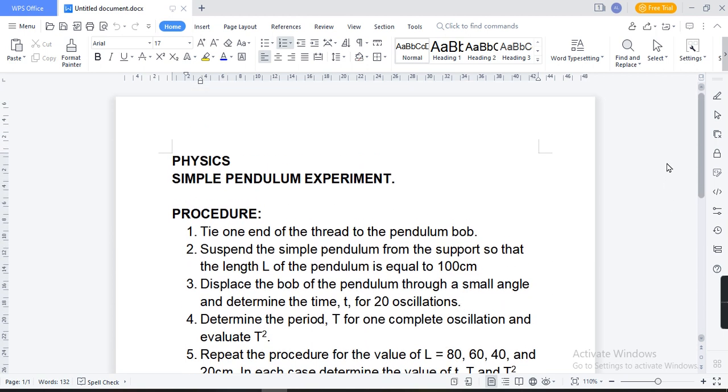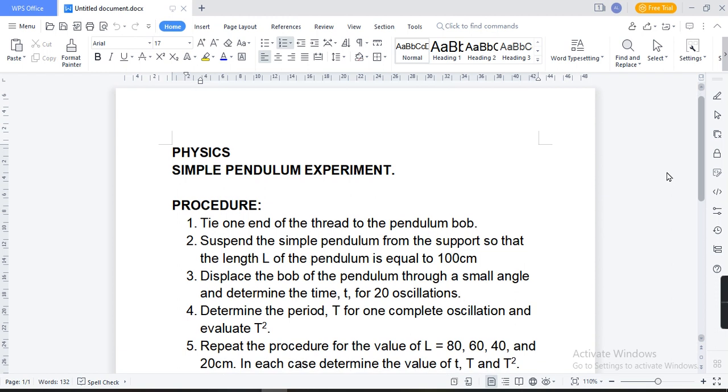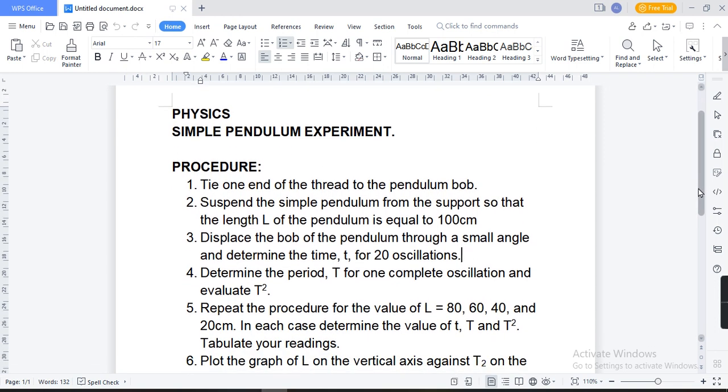I just extracted some part of the questions, the procedure, which is actually the part that involves you doing practicals, and these are the procedures. You tie one end of the string to the pendulum bob. You suspend the simple pendulum from the support so that the length of the pendulum equals 100 centimeters, that's 1 meter.